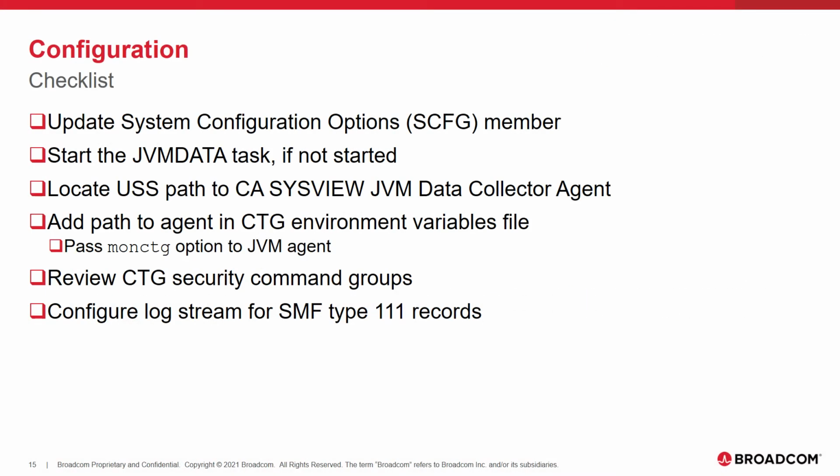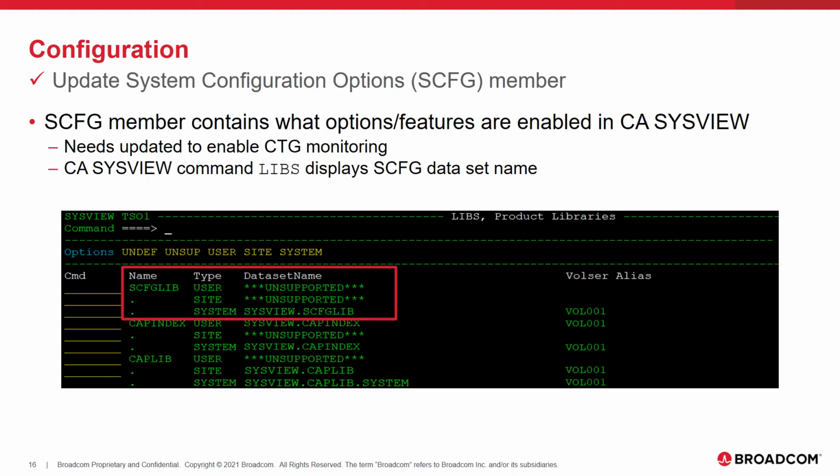Here is a high-level checklist of items that need to be done in order to fully configure CTG monitoring in CA SYSVIEW. We will dive into more detail in each one of these items in the slides that follow. The first step in configuring CTG monitoring is making sure that you have the correct options and features enabled in CA SYSVIEW. In order to enable and disable features, you use the System Configuration Options member. You can use the libs command within SYSVIEW to display the dataset name where the System Configuration Options member lives.